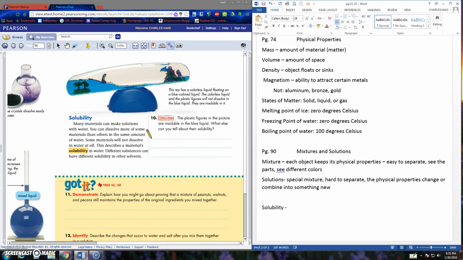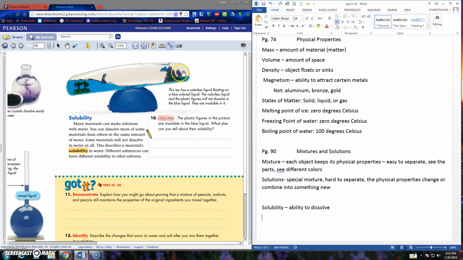Solubility. Many materials can make solutions with water. You can dissolve more of some materials than others in the same amount of water. Some materials will not dissolve in water at all. This describes a material's solubility in water, the ability to dissolve. That's really what solubility is. Something's ability to dissolve in water.